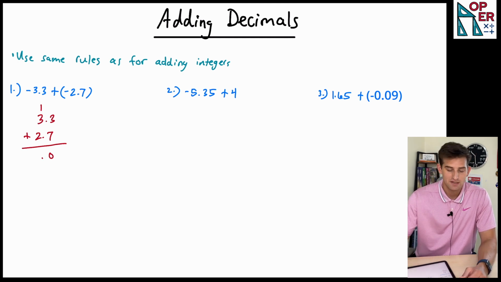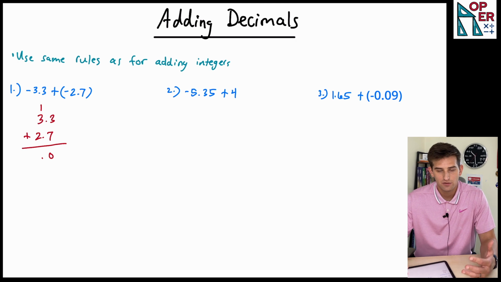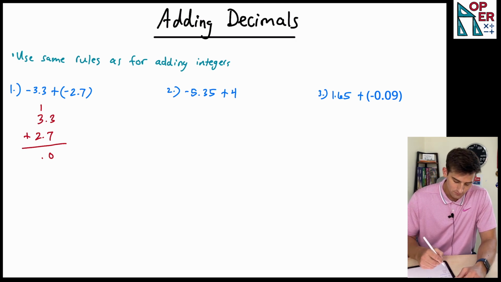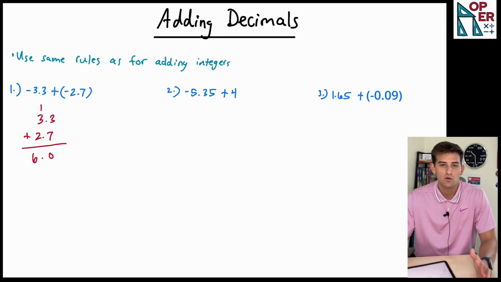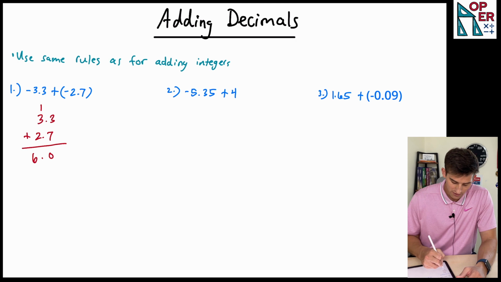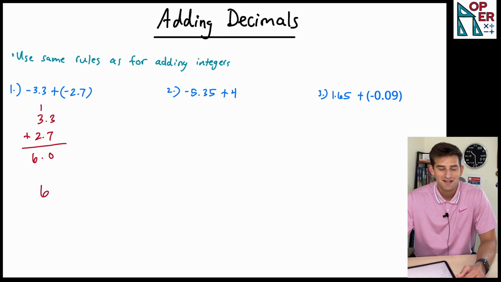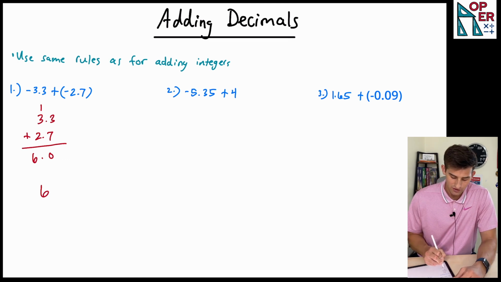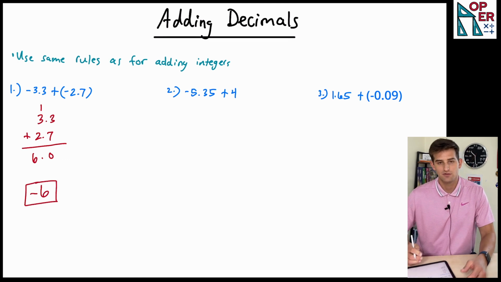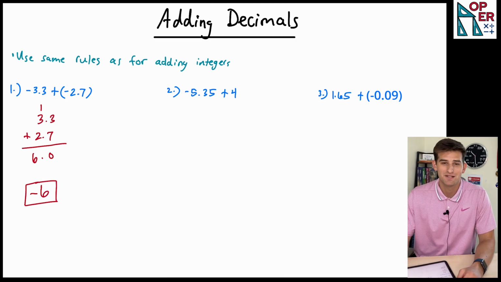We're going to drop our decimal exactly where we see it when we're adding decimals. And then we do 3 plus 2 is 5, and then 5 plus 1 would be 6. So 6.0 or just 6 would be our answer for right now. And now we have to choose our sign. We look back and see that both of our original numbers were negative, so the sign of our solution also needs to be negative. So our answer for number one is negative 6.